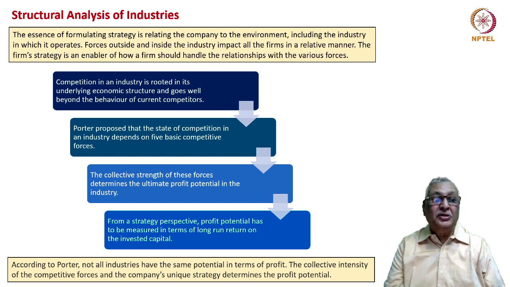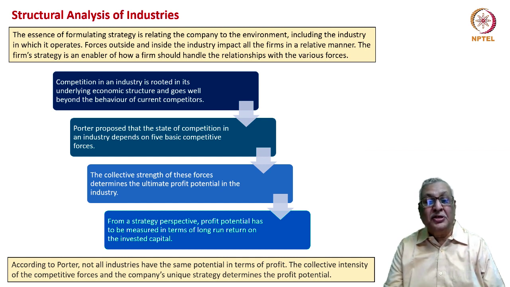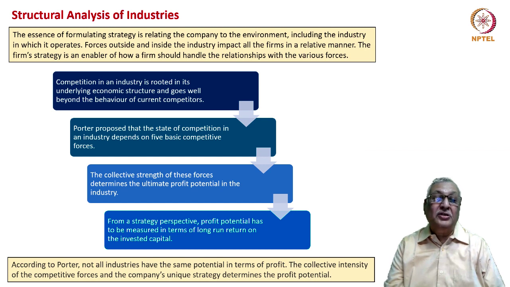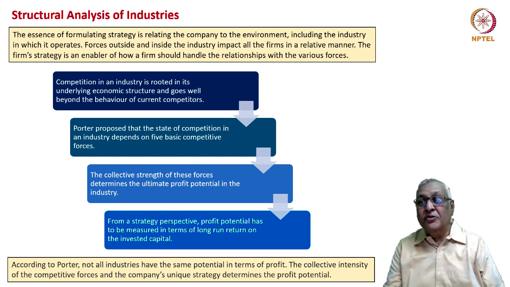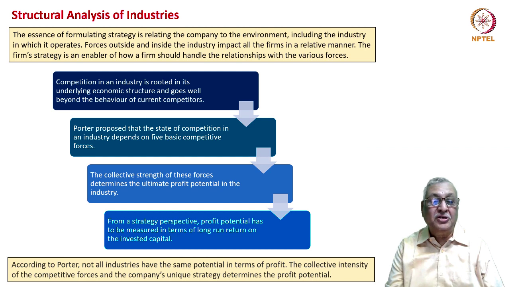Competition in an industry is rooted in the underlying economic structure and goes well beyond the behavior of current competitors. There are certain industries which offer enormous scope for companies to grow. The competitive level in those industries would be a bit less than the industries in which every company has to fight for its share, and in such industries there is a high level of rivalry. So the state of competition is germane not only to the company but also to the industry. Professor Michael Porter proposed that the state of competition in an industry depends on 5 basic competitive forces, which we will see as part of this lecture.